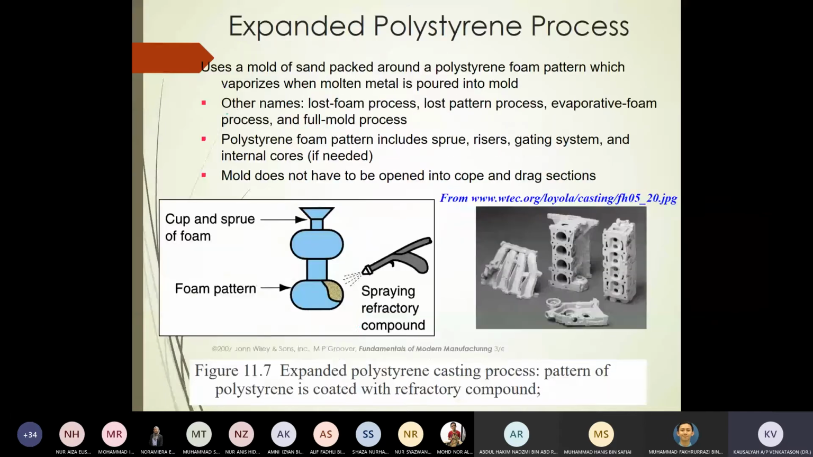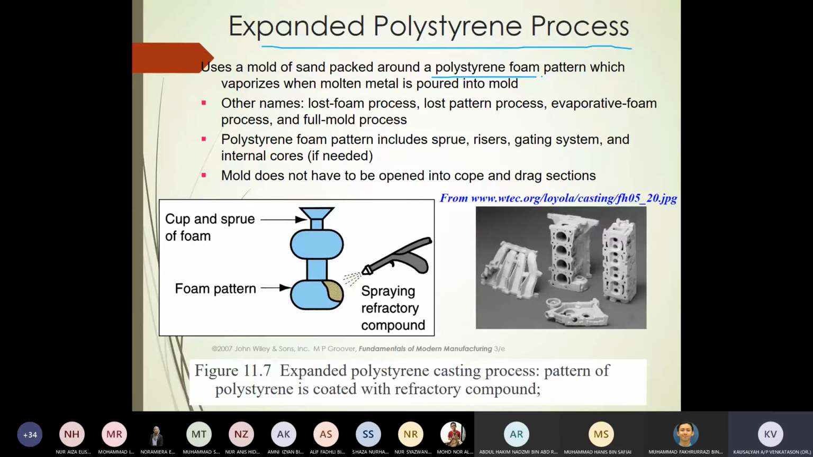All right. Next, we move to the expanded polystyrene process. This uses a mold of sand packed around a polystyrene foam pattern. The pattern is made out of polystyrene foam, which vaporizes when the molten metal is poured into the mold. You know polystyrene foam obviously is not heat resistant, right? So that's the whole idea.